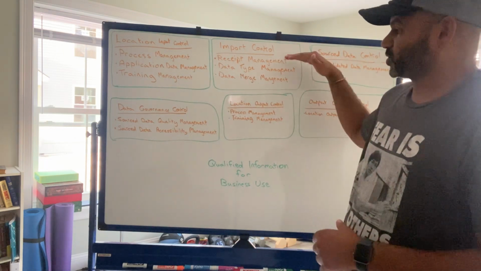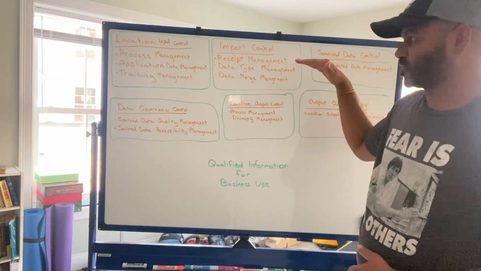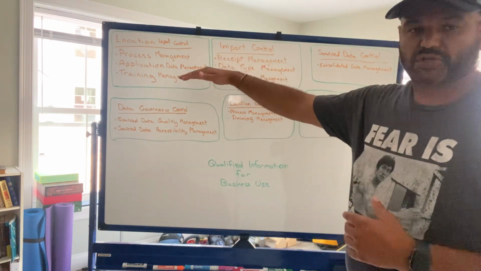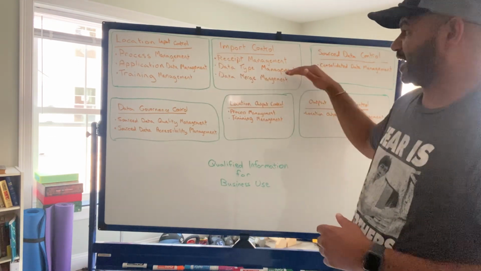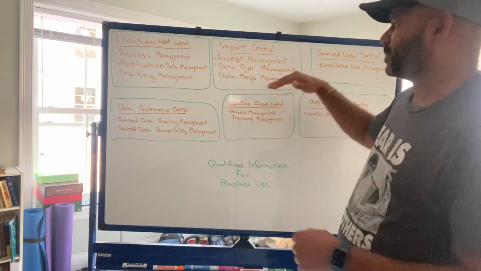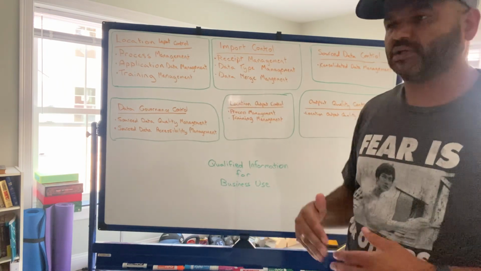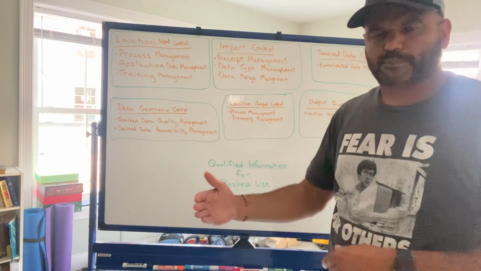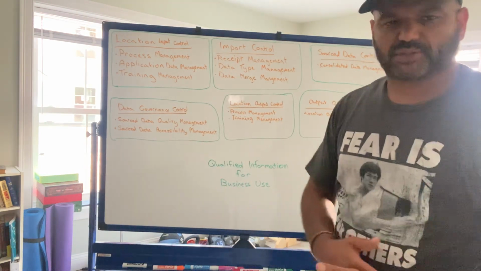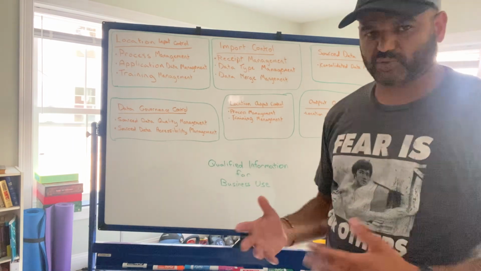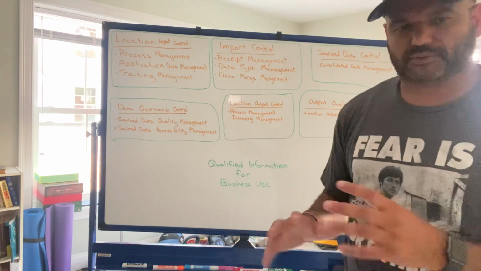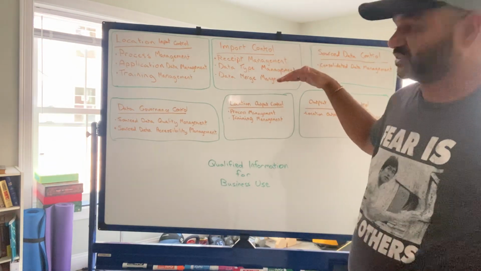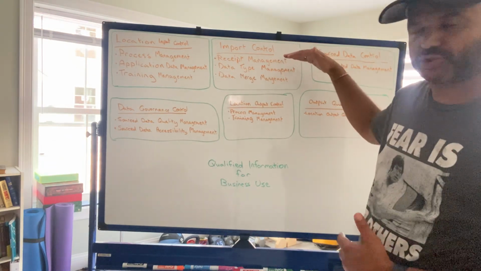The next part is the import control. That is where we're talking about the receipt management. So is the data coming in from the location? Let me go back a second. For that receipt management, I had given that example of being able to proactively alert users that data is not available or it's wrong or something, by putting checks and balances in this import control section.